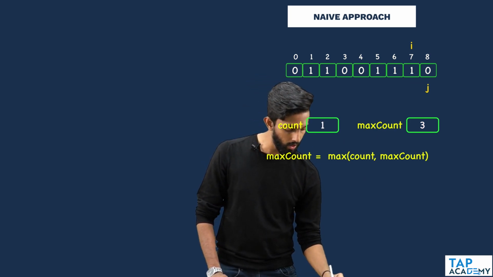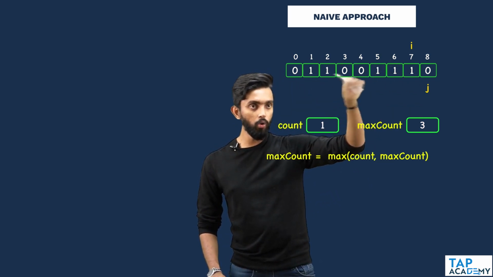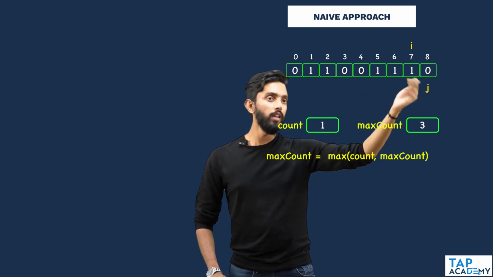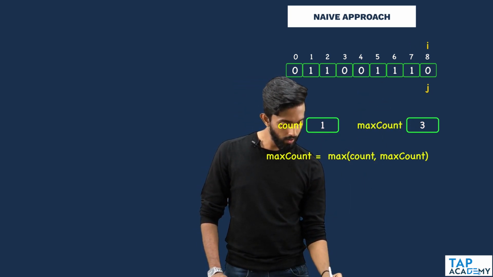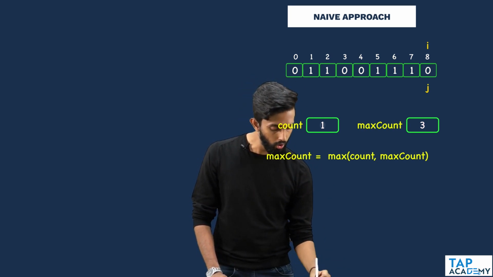If j moves forward, you have now encountered 0. Break out of j. See whether the count you got is greater than the previous max count. No, max count is greater, so it is 3 only. Then after which i moves forward. When i moves forward, count will always be reset back to 0.